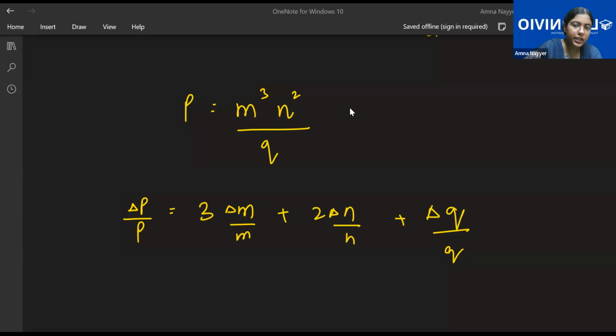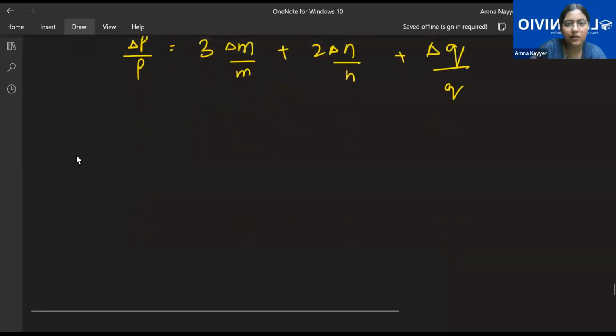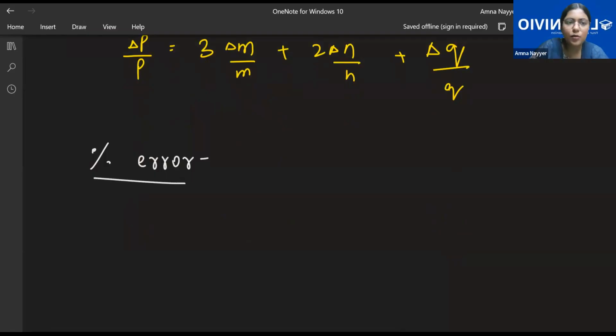Okay, Maha, one more thing. See, if in this I want to write it in terms of the fractional power, okay, I want to write it in terms of the percentage of error. What's the percentage of error in all of these things? So let's say I have y is equal to some a to the power m, some b to the power n, and let's say some c to the power q. This is the general form.